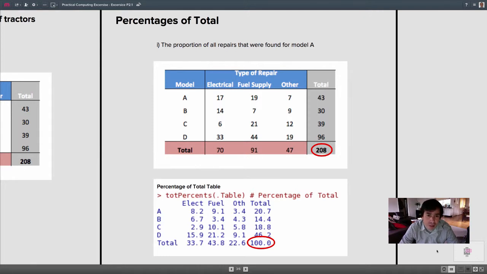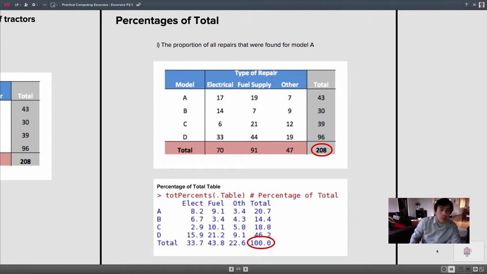What other questions can I answer by looking at this table? For example, I can answer, what is the proportion of electrical repairs for all 4 models? So I locate the total number of electrical repairs for all 4 models, which is 70, and divide 70 by the total number of repairs, which is 208. By looking at the table created in R, the answer for this question is going to be 33.7%.